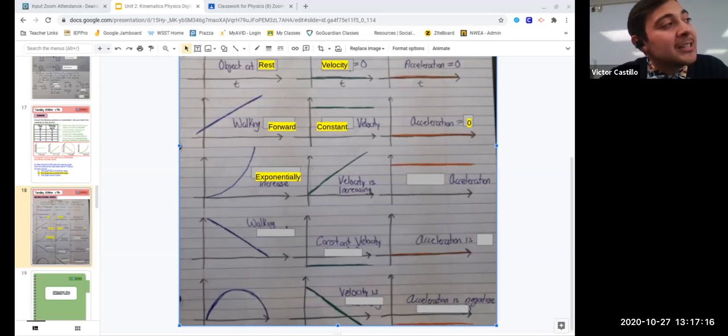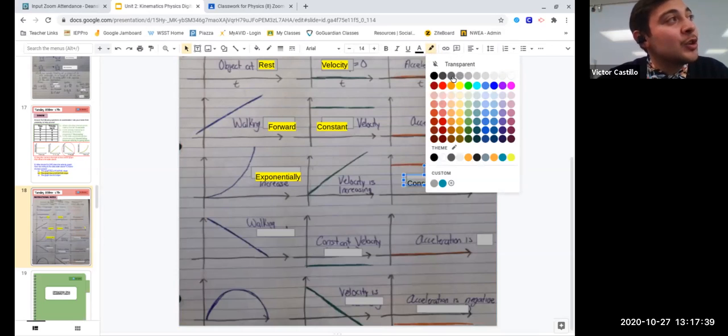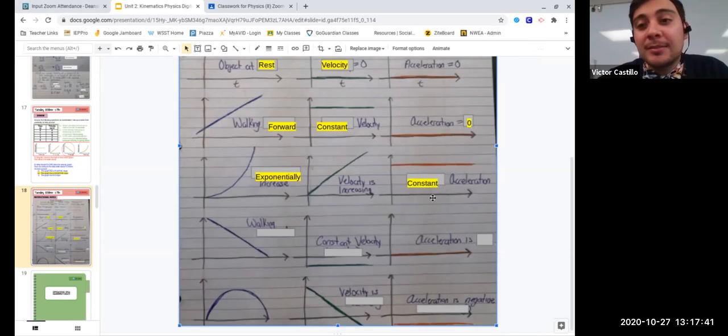So you can see my velocity is increasing, because if I'm running really fast as the time progresses, that means my velocity is increasing. I'm trying to get the heck out of there. Mr. Castillo is trying to run away. Now, if my velocity is increasing, that means my acceleration is constant. Because what do we learn about acceleration? Acceleration is the change in velocity over time. So if my velocity is changing, that means my acceleration is constant, okay?